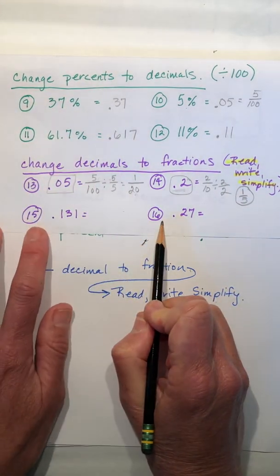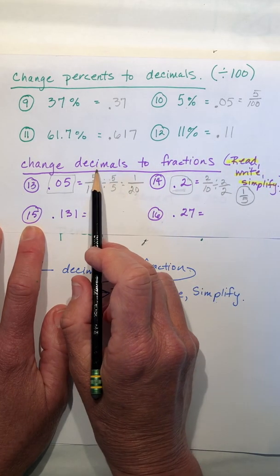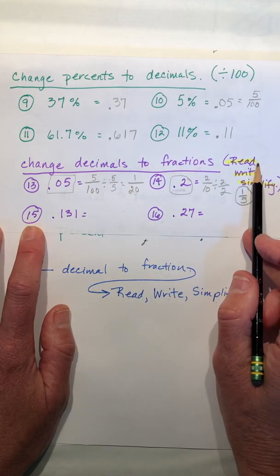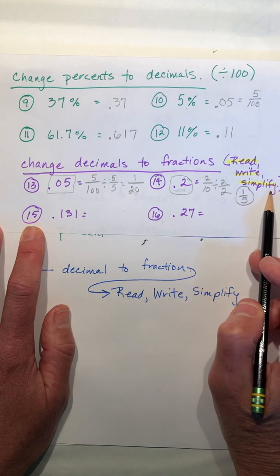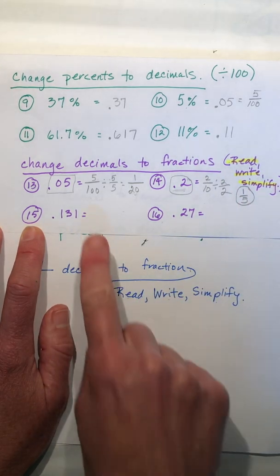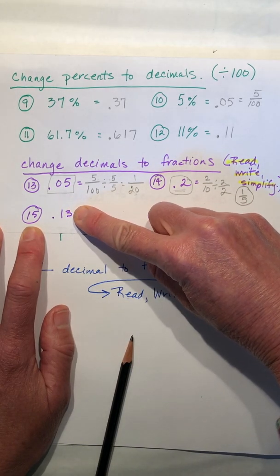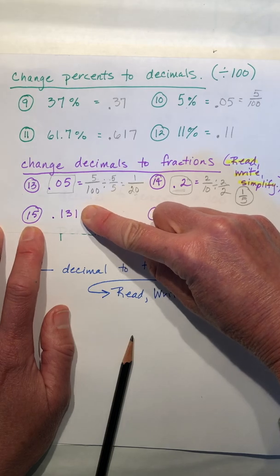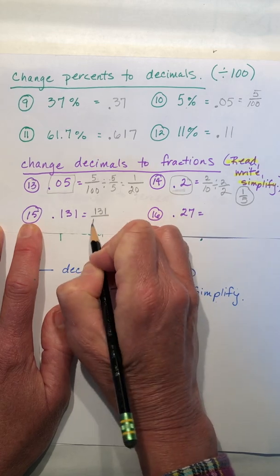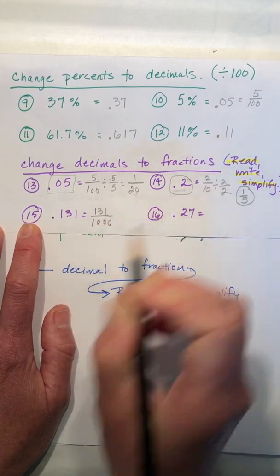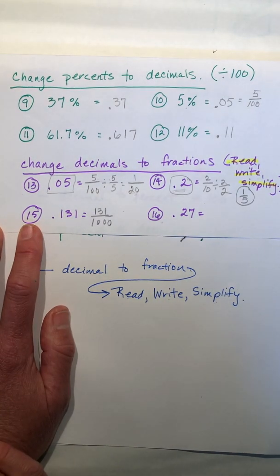Let's look at number 15 now. All right, how do I read this out loud? Because to change a decimal to a fraction, I read it aloud, I write what I heard myself say as a fraction, and then I simplify it. So let's see, that would be 1/10. That would be 13 hundredths, and that is 131 thousandths. And you will be happy to know that that fraction cannot be simplified.